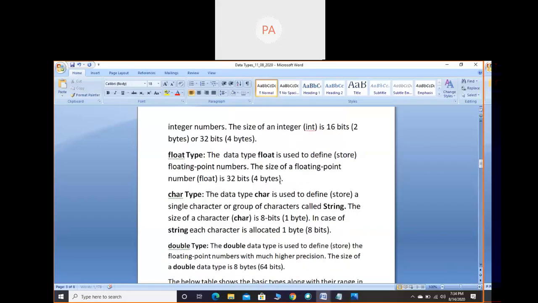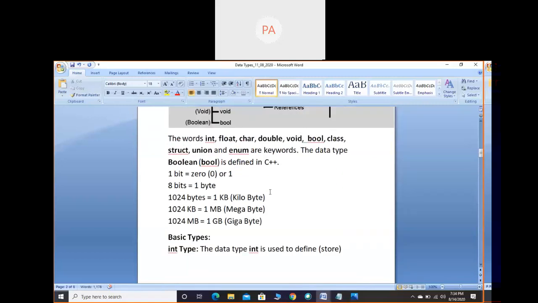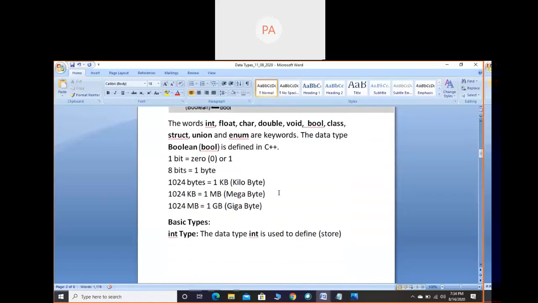So now you can write down these basic data types. After the classification diagram, just write from here the words int, float, char, double, void, boolean, class, or keywords from the register.